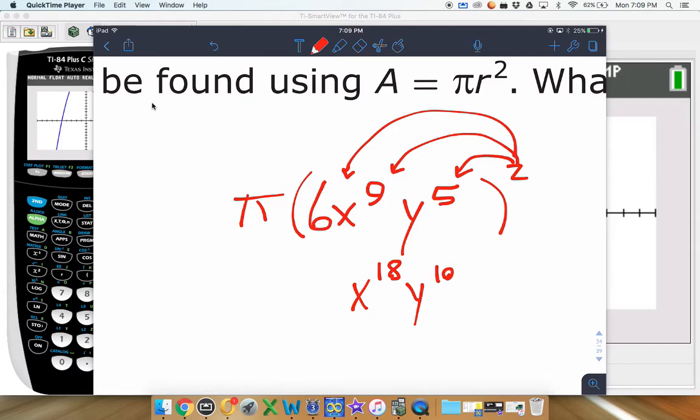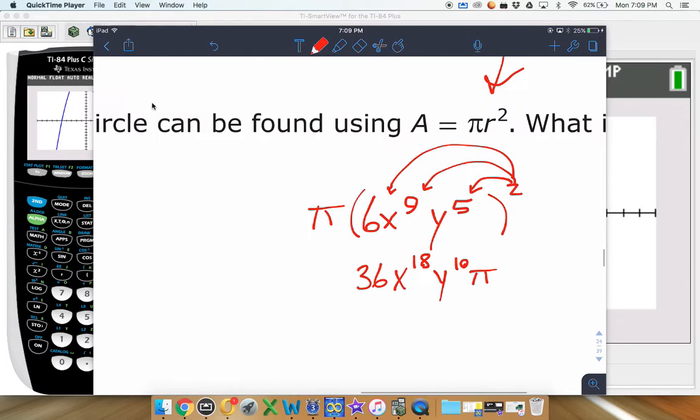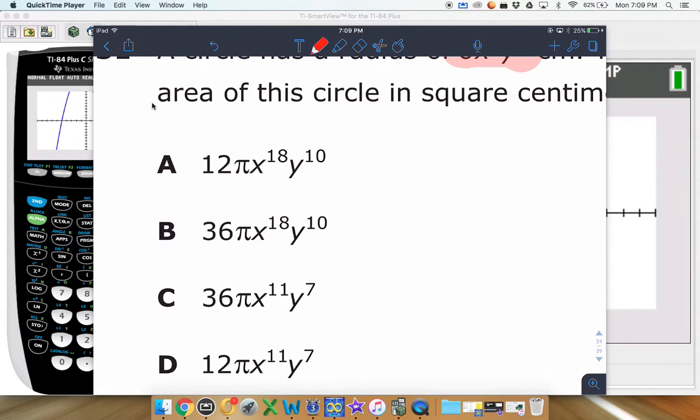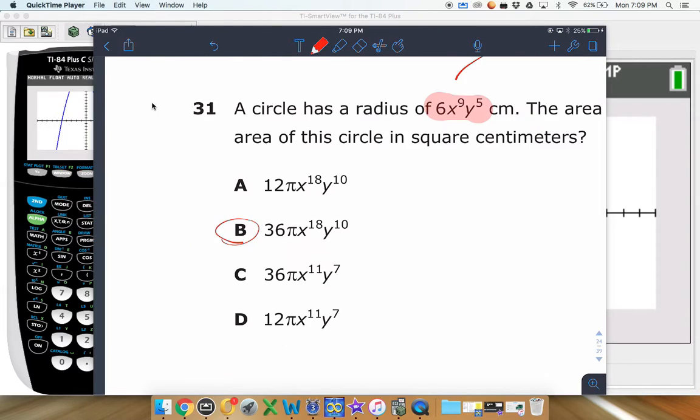Now a lot of people want to put 12 out here in front, but you're not doing 6 times 2. You're technically doing like 6 squared, right? 6 squared, that'll actually be 36. Alright, now you also have this pi out here in front. We're going to kind of just treat that like an additional variable there. So it'll be 36, x to the 18th, y to the 10th, pi. And I guess technically it doesn't matter which way you write those. So yeah, they put the pi in front of the coefficient there. So it looks like here B is going to be our option.